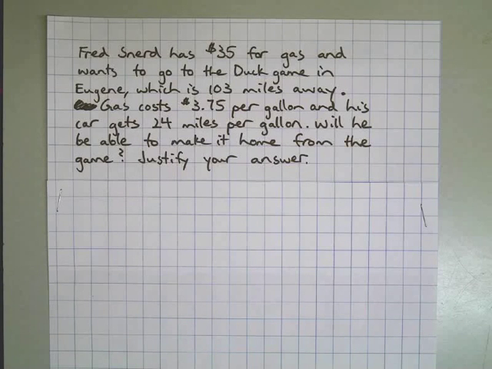Here's another fabulous question about unit conversion. Fred Snerd has $35 for gas, and he wants to go to the Duck game in Eugene, which is 103 miles away. Gas costs $3.75 per gallon, and his car gets 24 miles per gallon. Will he be able to make it home from the game? Fred, come home! Justify your answer.